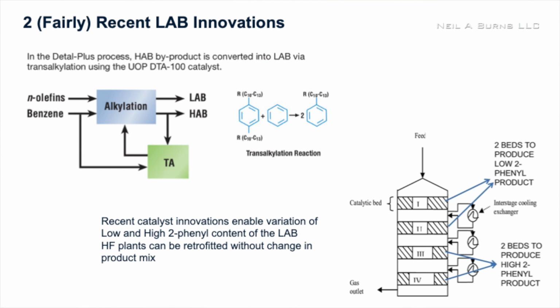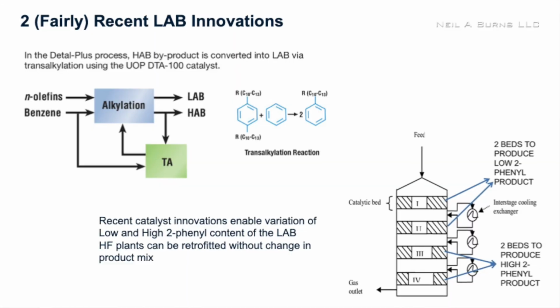There have been a couple of innovations, even though it's a very mature technology, a very mature product, as we'll discuss in a minute. A couple of innovations in recent years, one of which gives you the ability to tweak, to dial that ratio between LAB and HAB coming off the plant. If you're interested in getting a little more HAB or trying to eliminate that as much as possible, you can do that with this fairly recent innovation from UOP, the Detal Plus process. The other innovation, also from UOP, gives you the ability to retrofit the old style HF, hydrofluoric acid catalyzed LAB plants, to give you the ability to produce both low and high 2-phenyl product out of the same retrofitted unit. And so that's kind of a useful capability and probably one of the biggest process technology changes that we've seen in the world of linear alkyl benzene recently.